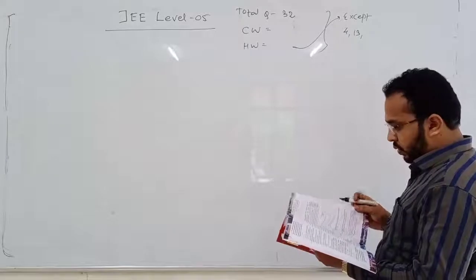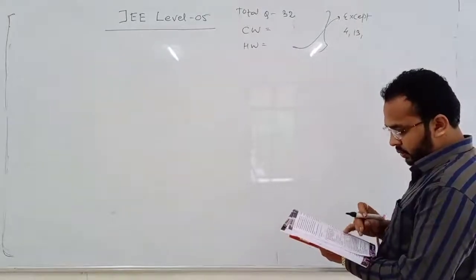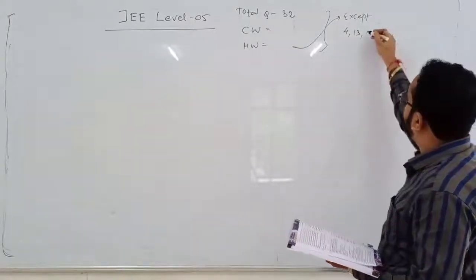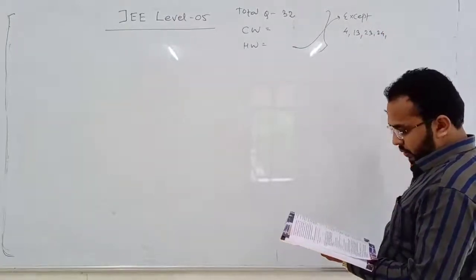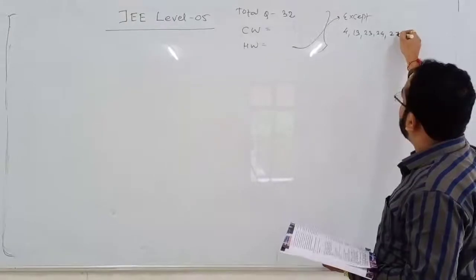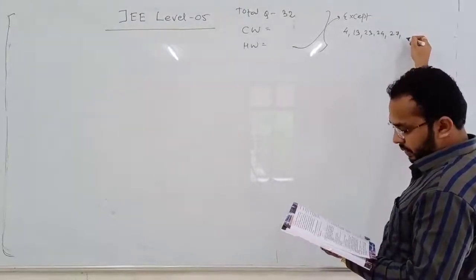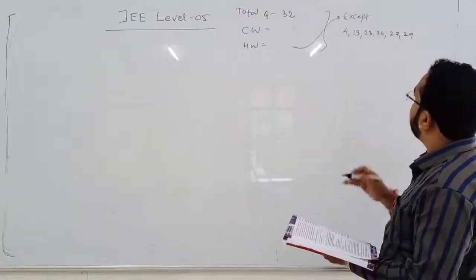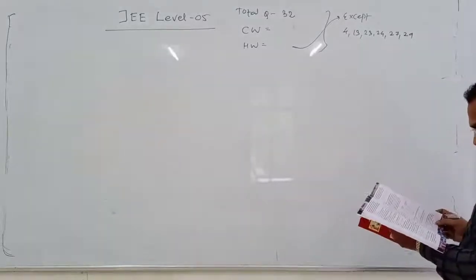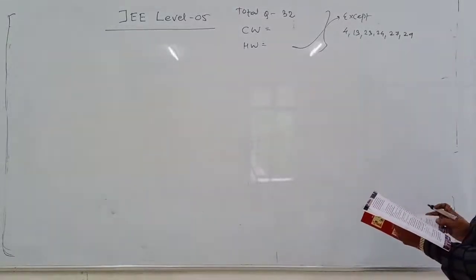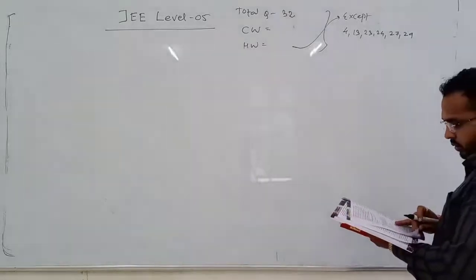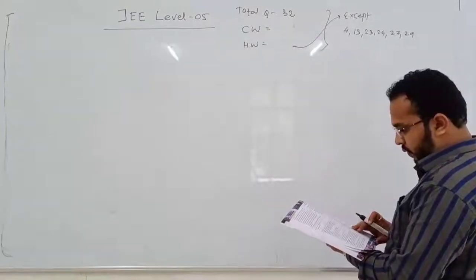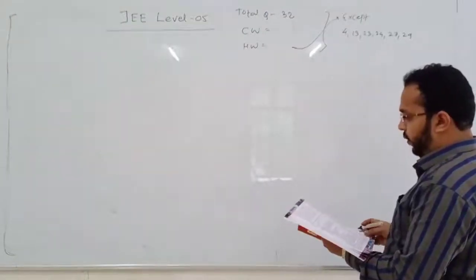Then question number 23, 24, then 27 and 29. 1, 2, 3, 4, 5, 6, 6 missing here. 1, 2, 3, 4, 13, 23, 24, 27 and 29.